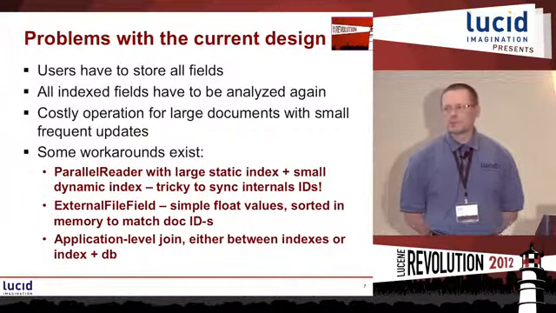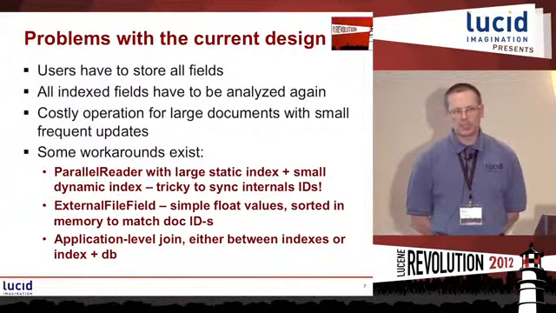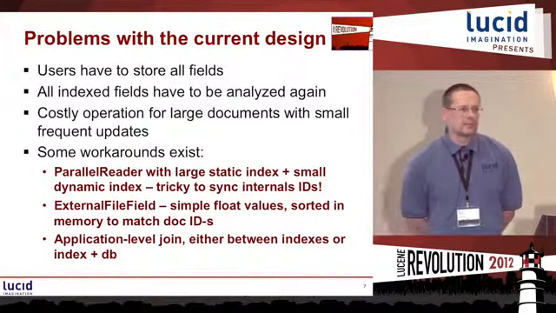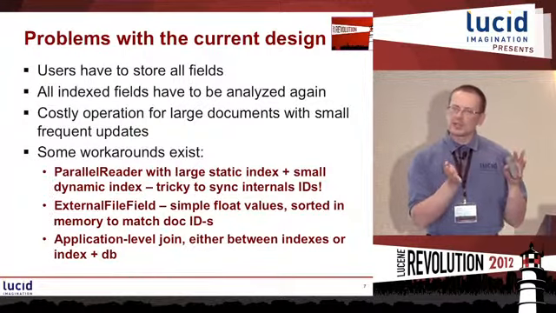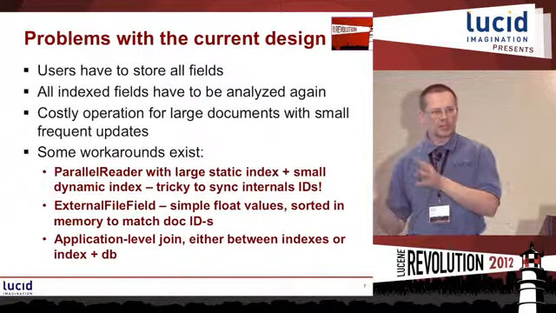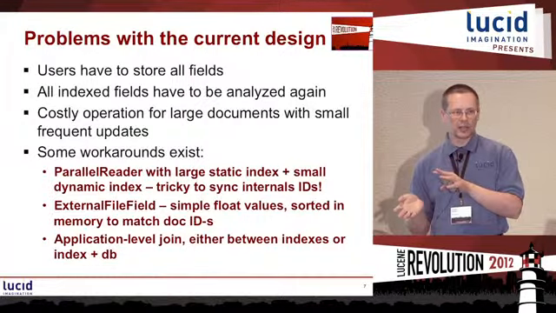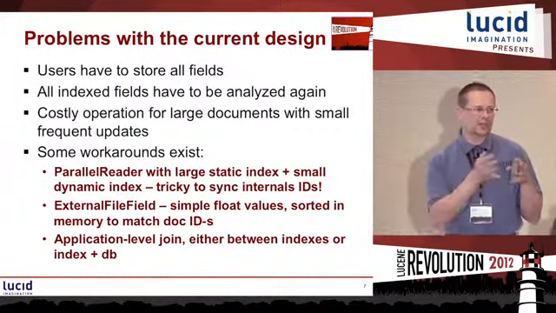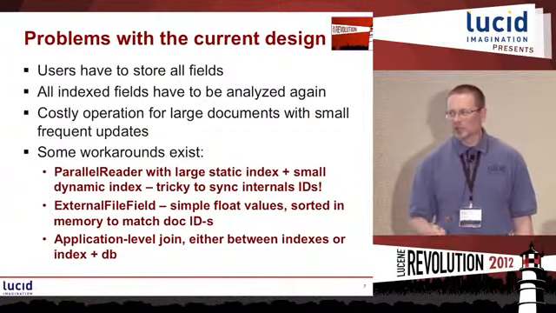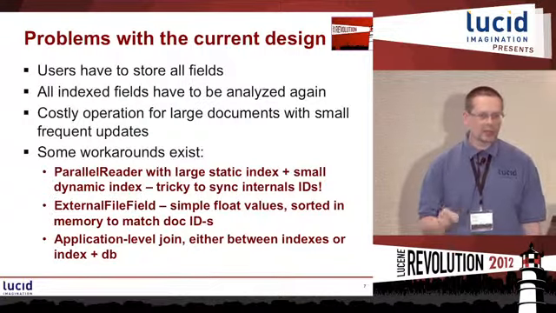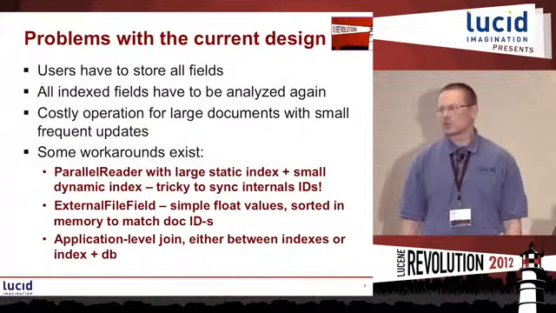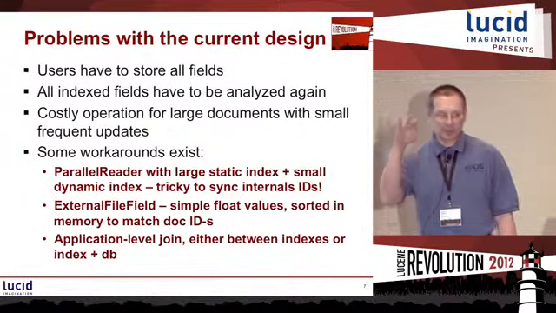So there are some workarounds. For example, the infamous ParallelReader class. It promises that if you have a large static index, then you could have a small adjacent secondary index, that you can sort of attach new fields to this main index. But as soon as you start using it, you discover the big problem. You have to use the same internal document IDs in both indexes. And it turns out it's not trivial to make sure that they match.